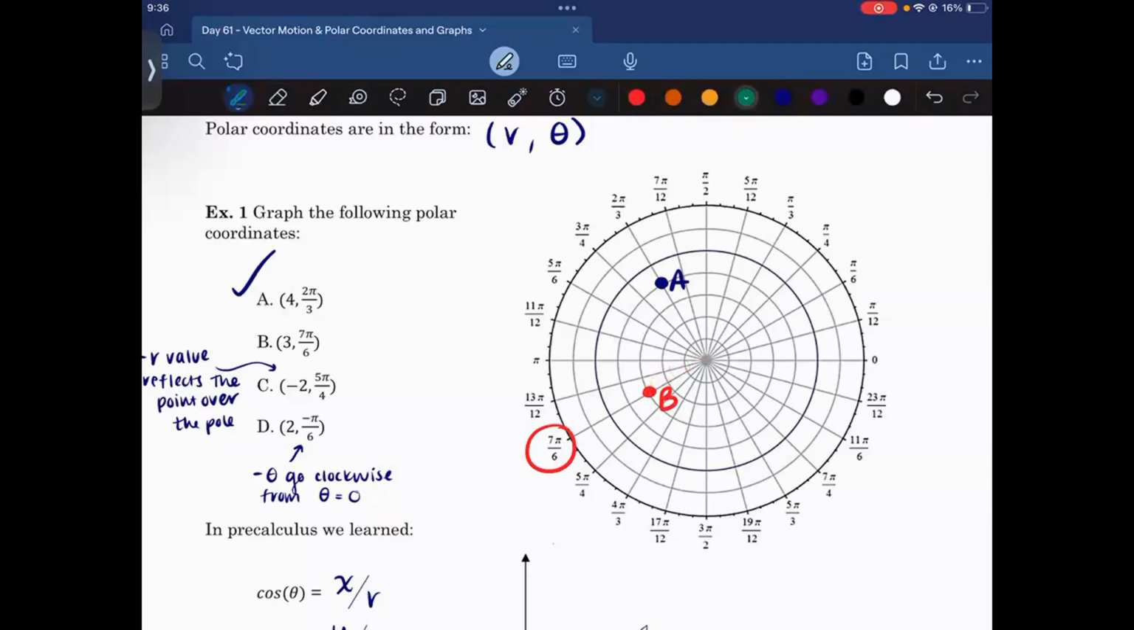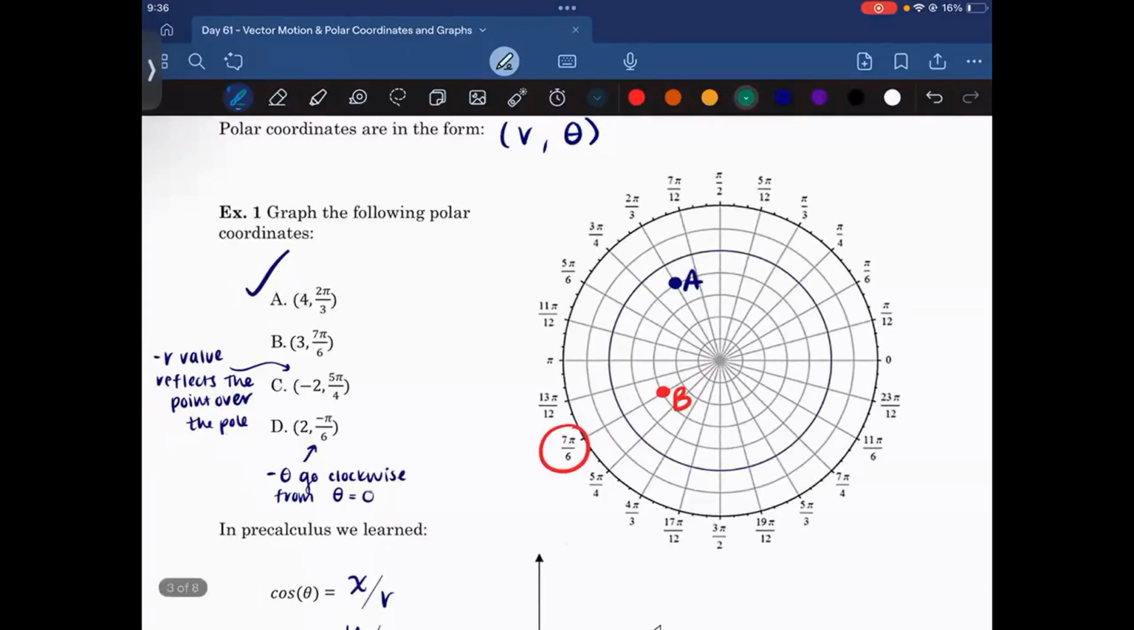C, we have -2, 5 pi over 4, sorry. What that means is just we're reflecting over the pole. So instead of going towards the 5 pi over 4, we're going to go in the opposite direction. We're kind of going to flip over. So let's see, 5 pi over 4, right, is right here. And we would just be going in the opposite direction, 1, 2. So this is the equivalent of saying 2 pi over 4.